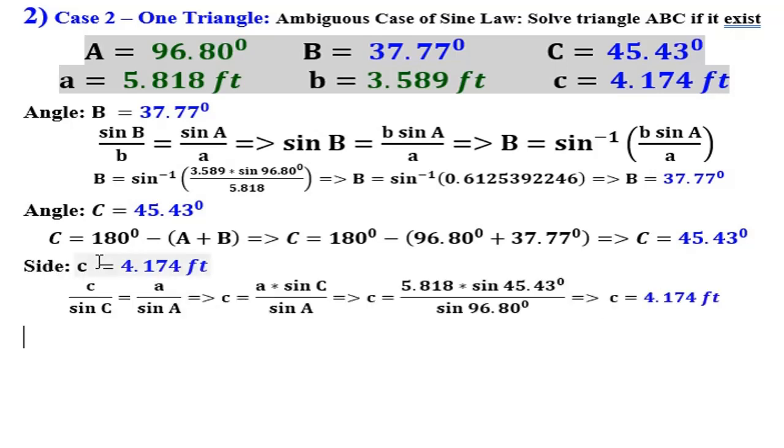Angle C is 45.43 degrees. To find side C, we use C over sine C equals A over sine A, because we know side A, we know angle A, and we just found angle C. So side C equals A sine C over sine A, which is 5.818 times sine 45.43 degrees over sine 96.80 degrees, which gives us C equals 4.174. And that is the solution of this triangle.